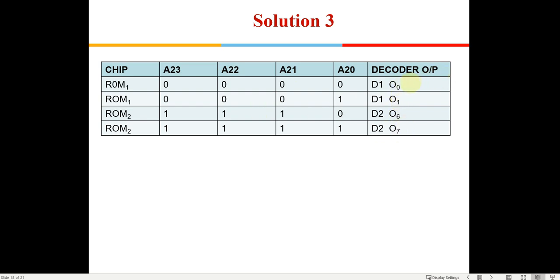From the first decoder, the first two outputs, 0 and 1, have been connected to ROM 1, so two memory locations are taken there. For ROM 2, another two outputs, 6 and 7, are taken. Why have two outputs been taken for each ROM? Just to make it symmetrical, nothing else. You could have taken only one, but we have taken two here.